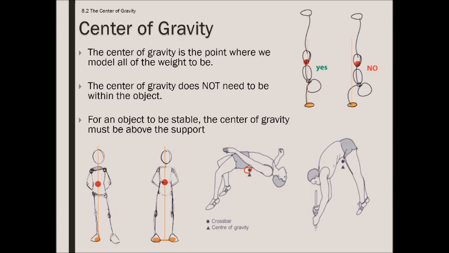So the center of gravity does not need to be within the object. The object can be bent such that the center of gravity goes under the high bar instead. So the center of gravity in this particular position is not actually within the body. But for an object to be stable, the center of gravity must be above the support. So we can shift from one leg to another, and our center of gravity is still within the support. When you're standing on just one leg, you notice that you lean towards that leg so that your center of gravity is over that support.